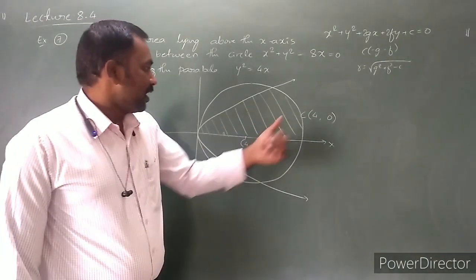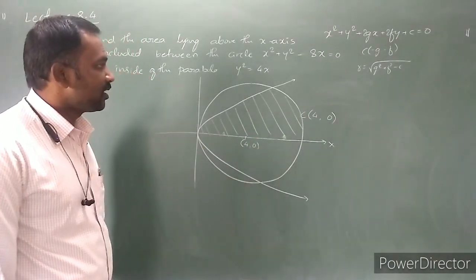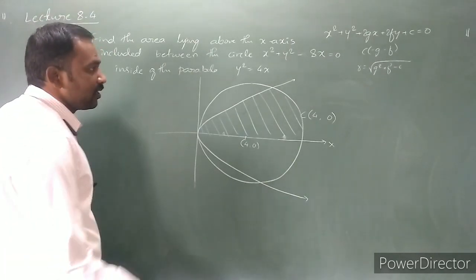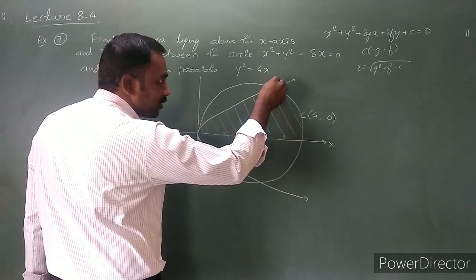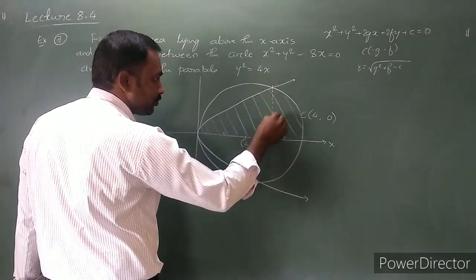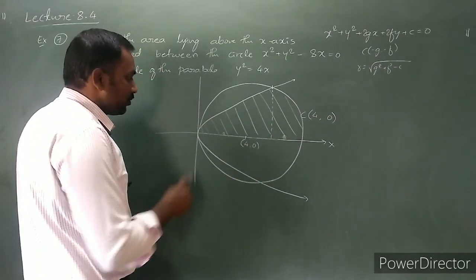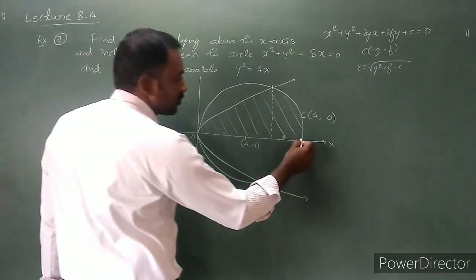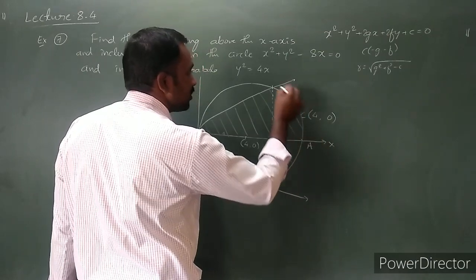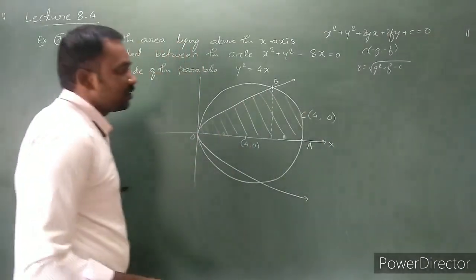So how to find the required area under the two curves? Okay, here I take this one point. What is the name? This is O. This point I call A, and this point I call B.